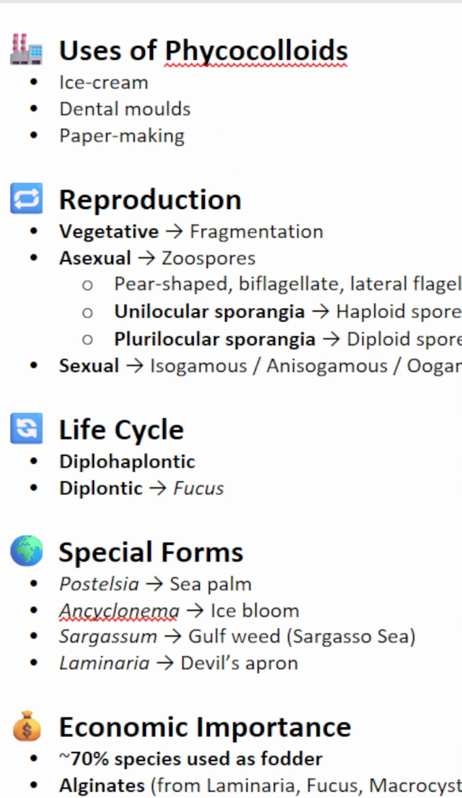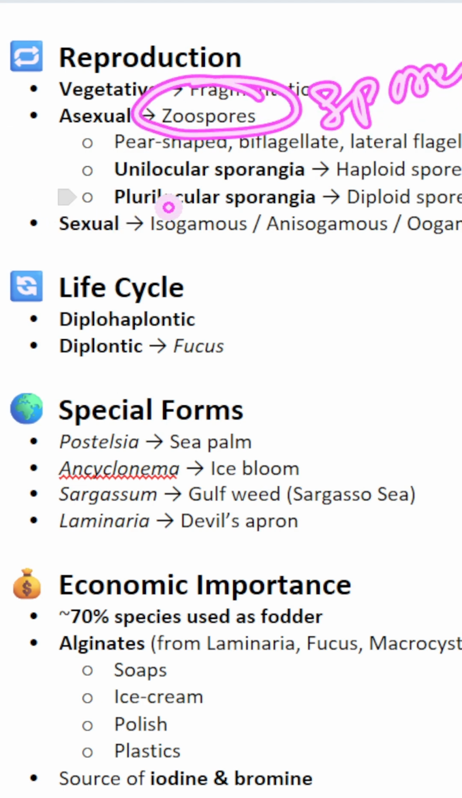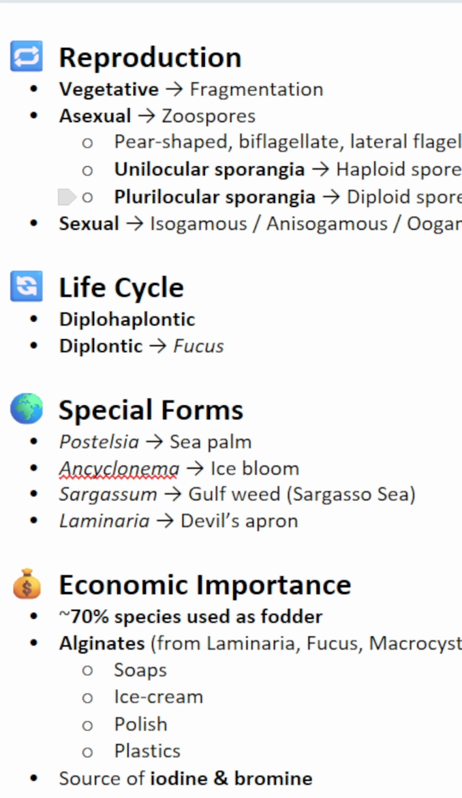Let's move on to its reproduction. When we move into reproduction, we find reproduction is again of three types: vegetative, asexual, and sexual. Vegetative is as usual fragmentation, and asexual is by means of spores. Zoospore is the most common mode because they are marine in nature. And here we find that normally the zoospore is pear-shaped, biflagellated, with lateral flagella.